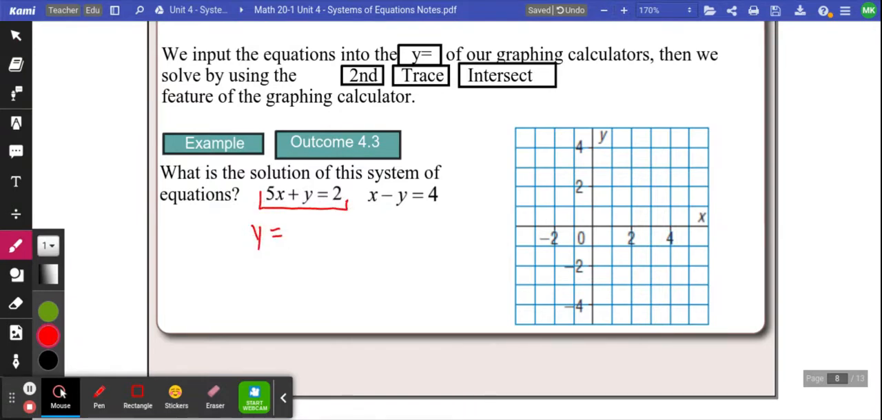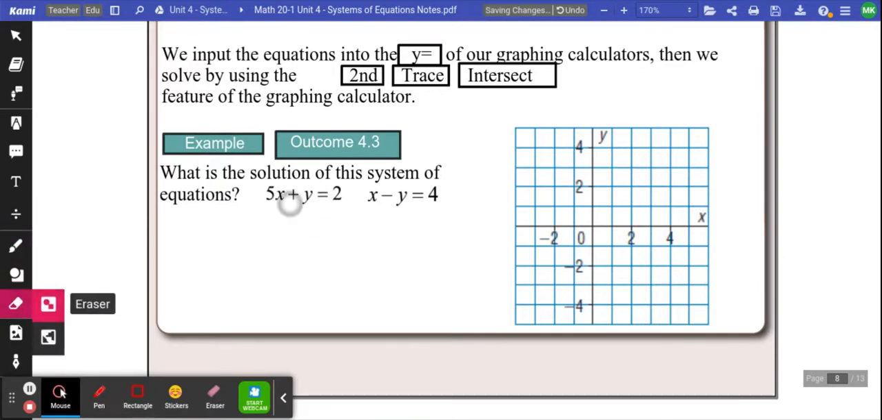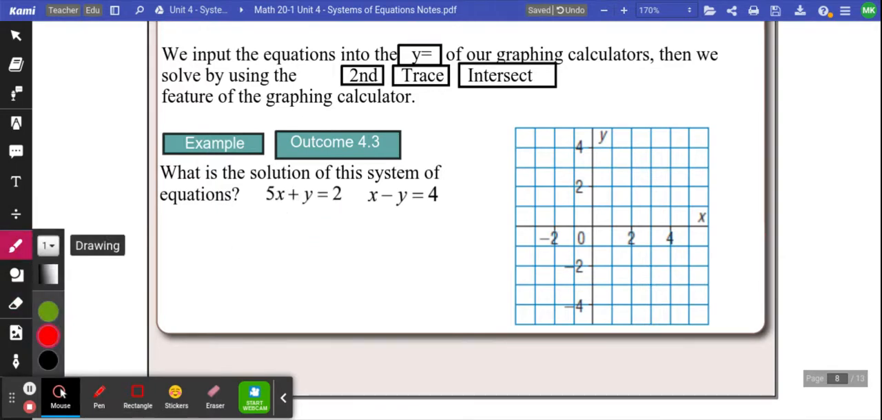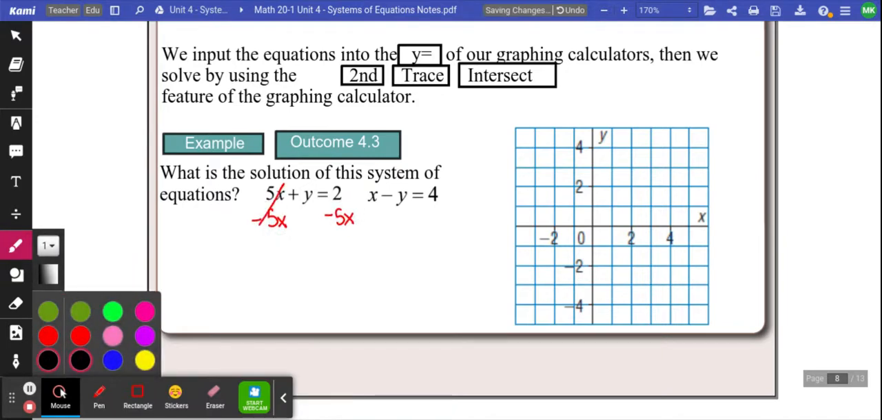All right, so we're going to have to do a little bit of manipulating of that equation in order for us to actually graph it. We're going to have to get that y by itself. To get that y by itself, I'm going to subtract 5x from both sides of the equation. So I now have y equals 2 minus 5x.